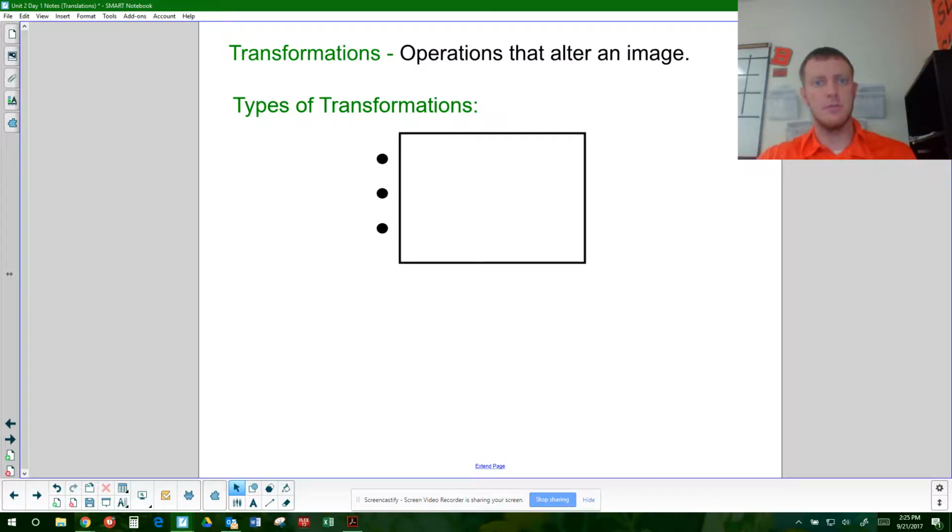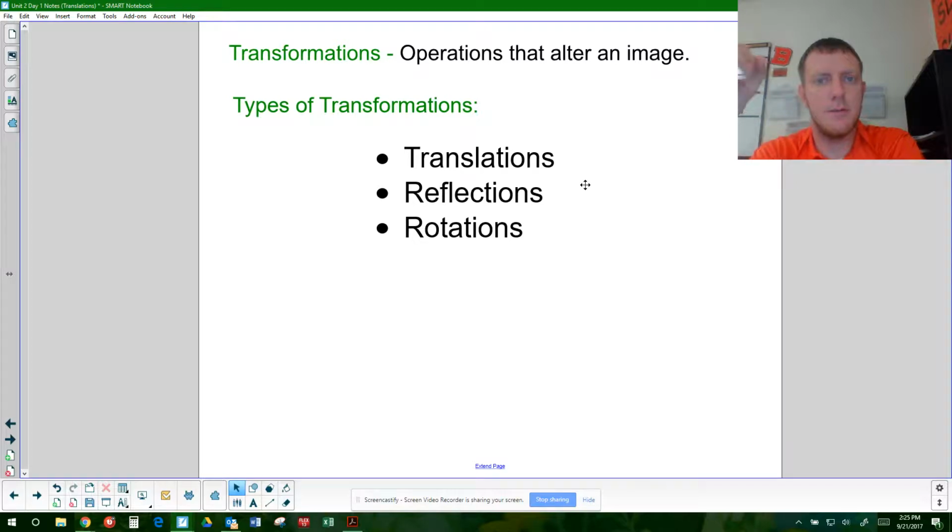The types of transformations, there are 3 main ones. There is a 4th one, but we don't do that one until chapter 6. So you have a translation, a reflection, and a rotation. All right, translate, reflect, and rotate.